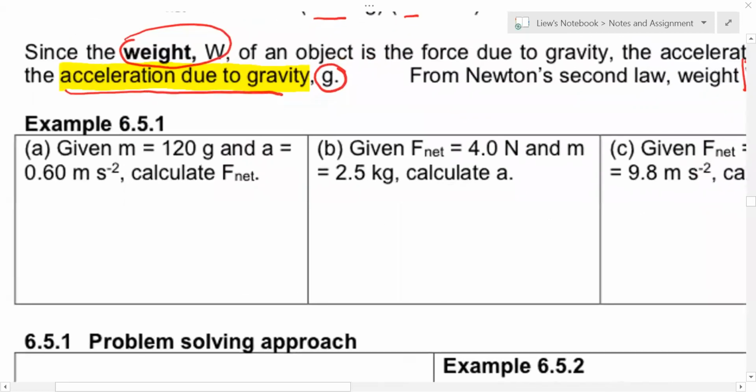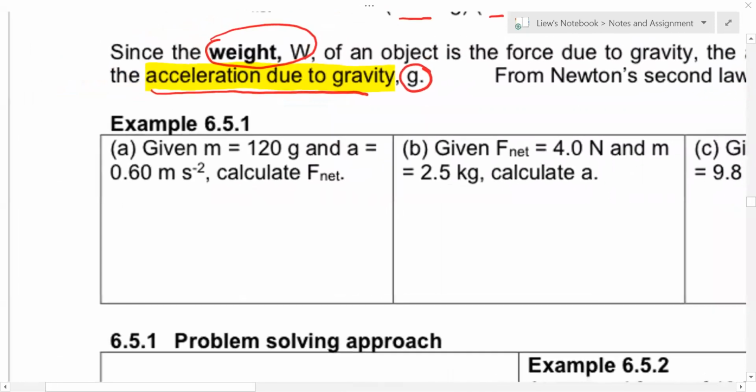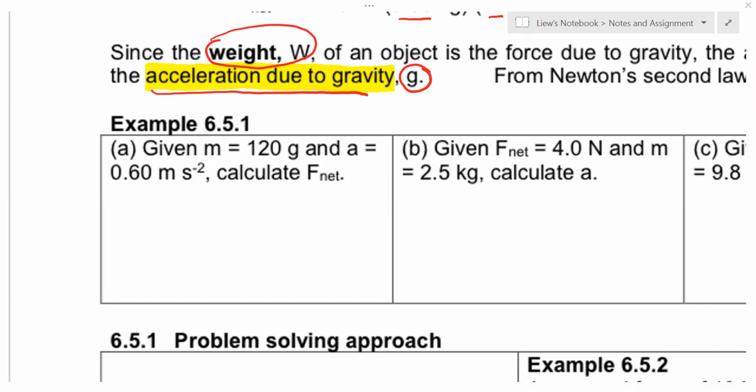Example 6.5.1. Given that M is 120 grams and A is 0.60 meters per second square, calculate F net. Since you have something in terms of M, something in terms of A, and then calculate F net, what should come to your mind will be applying Newton's second law, F net equals MA. But before you do the substitution, check the units. Are the mass and acceleration in the correct SI unit? If not, then do the conversion.